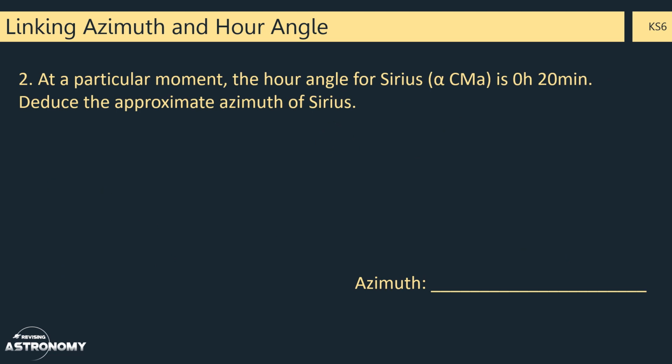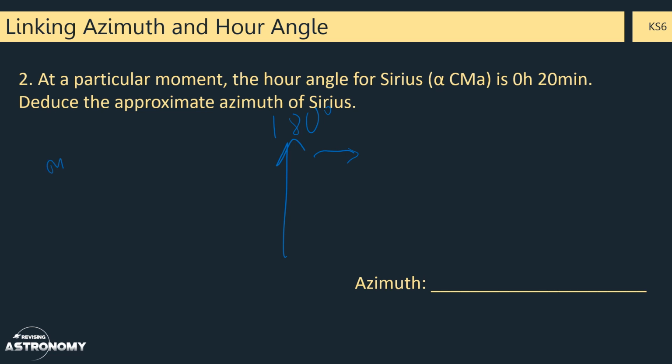So at a particular moment, the hour angle of Sirius is 20 minutes. Deduce the approximate azimuth of Sirius. So again, we're going to assume that the meridian facing south was 180 degrees and that it has passed us. It's now 20 minutes past.